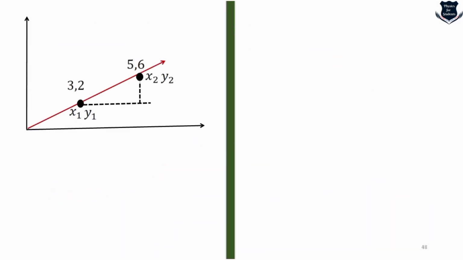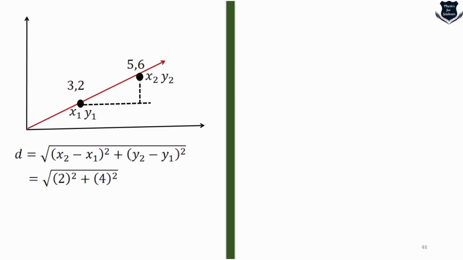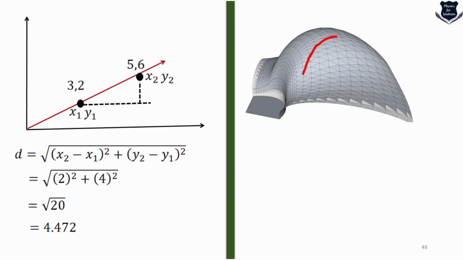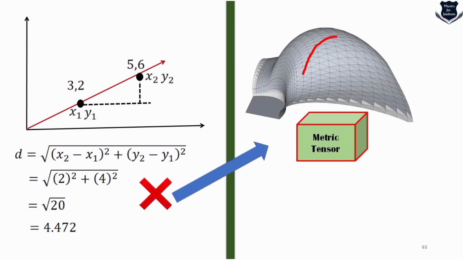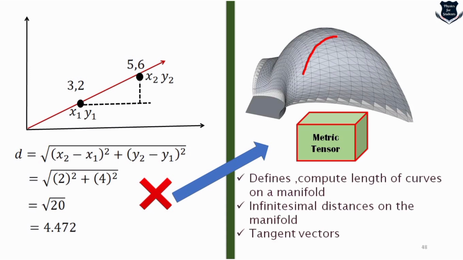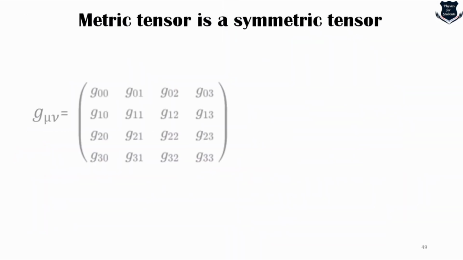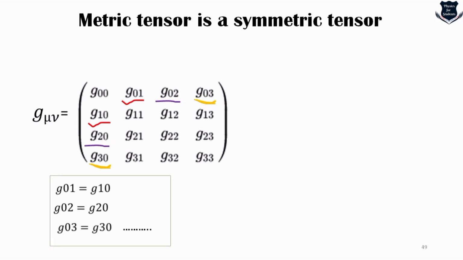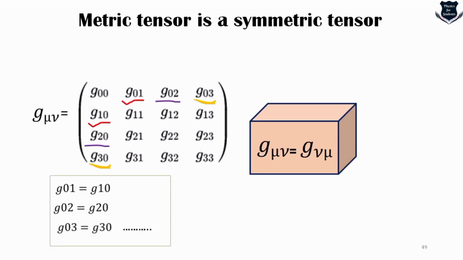If we take these two points and want to measure the distance, we can use the Euclidean formula quickly. But if we get a curved surface like this, then this formula doesn't work. So what we need is a metric tensor, which defines and computes lengths and infinitesimal distances on the manifold, and tangent vectors. We know that the metric tensor is a symmetric tensor. This is the metric tensor of general relativity. These 0,1, 0,2 and 0,3 entries are all the same, right? So what we get is the metric tensor.